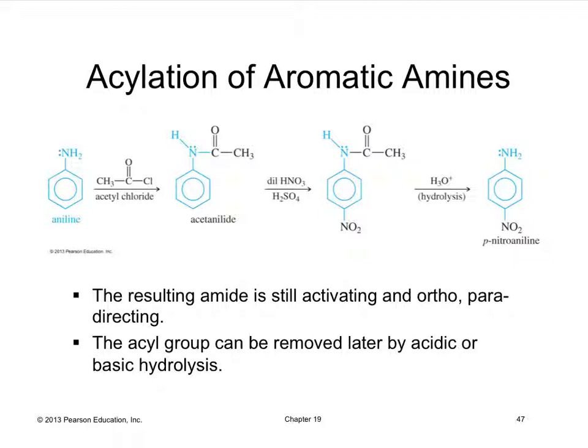Acylation of aromatic amines is the same thing. In this case, you're using aniline. Here's an acid chloride forming the acetanilide, and then you can perform further reactions. This is a donating group, so you can do electrophilic aromatic substitution and a nitration reaction, in which this is para, and then you can actually remove or cleave the amide bond by hydrolysis in the presence of protonated water.